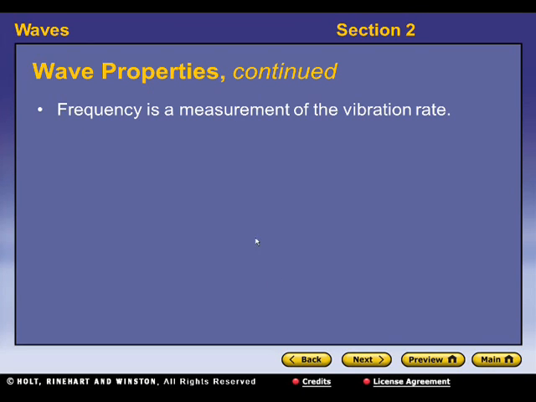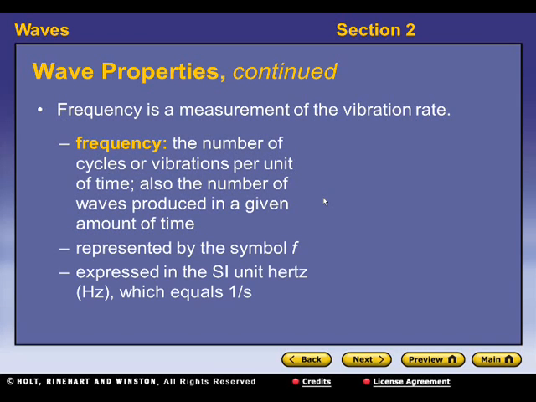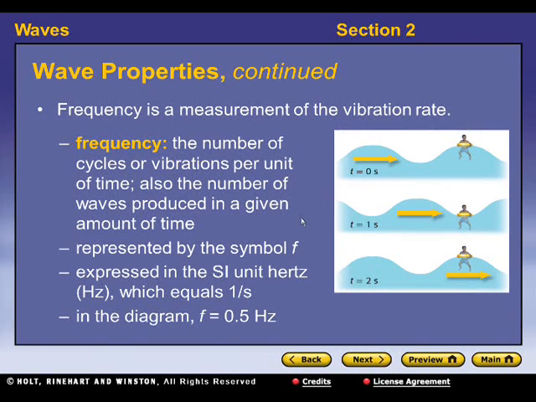Frequency is a measurement of the vibration rate. Frequency is the number of cycles or vibrations per unit time, or also the number of waves produced in a given amount of time. It's basically like saying how many cycles per second the wave is oscillating at. Usually expressed in the SI units of hertz, represented by Hz, which is equal to 1 cycle per second. 1 hertz is 1 wave or 1 cycle every second.